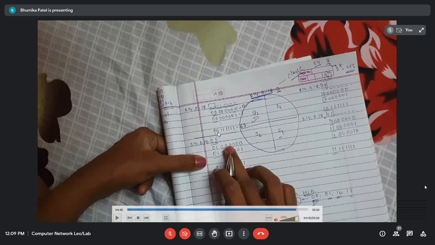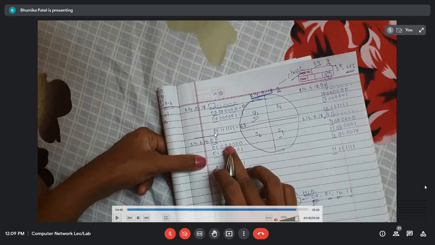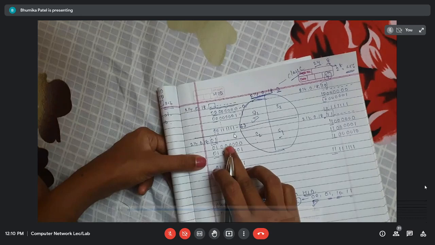So it will be 128, 64. The 128 bit is 0 and the 64 bit is 0. So here the remaining will be 63. If I put 1 on the second bit, then it will be 64. That means 64 and 128 bits are 0. Obviously, if the last 6 bits are 1, then it will be 63.